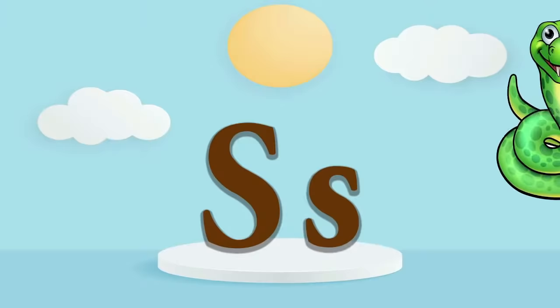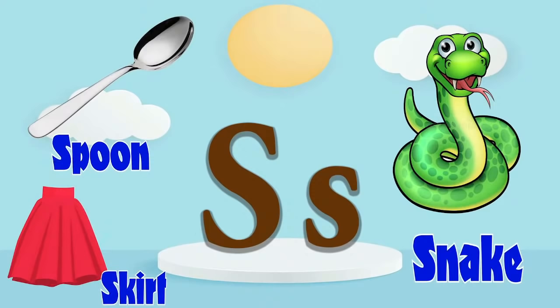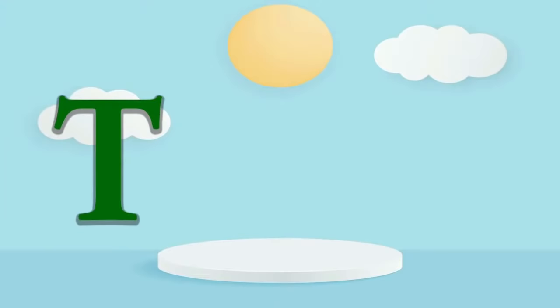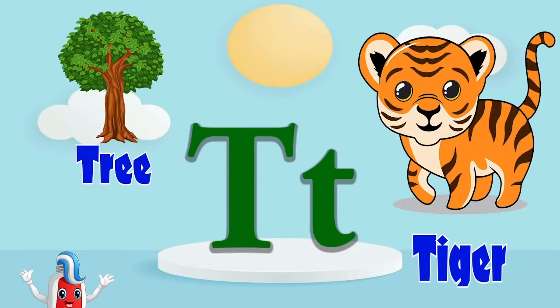S for snake. S for spoon. S for skirt. S for snake, spoon and skirt. T for tiger. T for tree. T for toothpaste. T for tiger, tree and toothpaste.